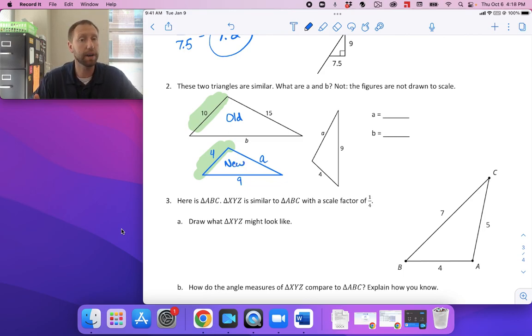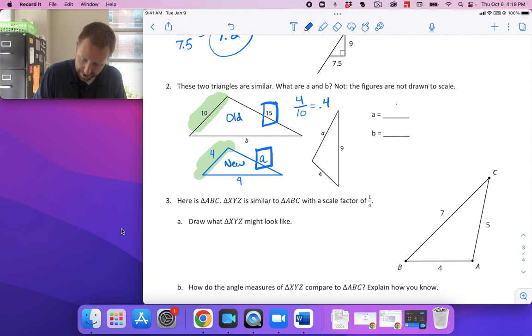I would do new divided by old. We wrote that down on the other page. New divided by old means 4 divided by 10. Well, 4 divided by 10 is 0.4. So to get A, I'm going to take the side that corresponds with A and just multiply it by the scale factor, 15 times 0.4. Well, 15 times 0.4, shouldn't have to look this up, but I am, it was 6. You should have gotten 6 for that.